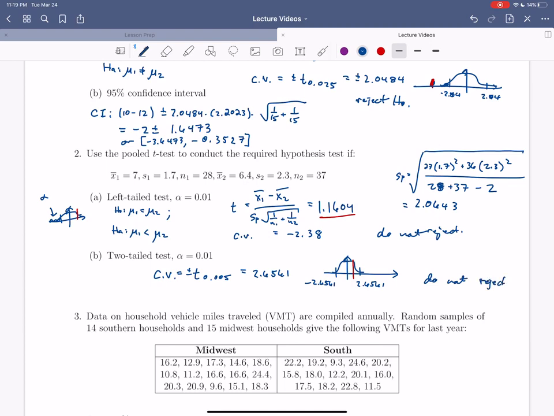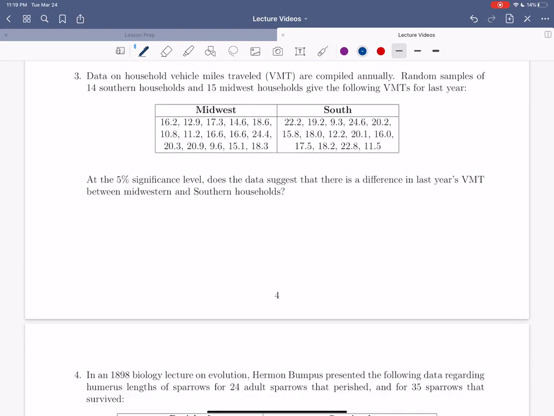All right, third example, just moving right along here. For our third example, we're going to look at household vehicle miles traveled, which is something that the Department of Transportation compiles annually. And what we're going to do, there's a few different ways to do this test.